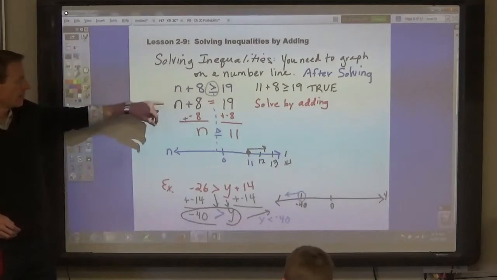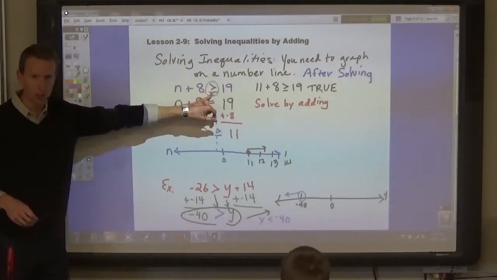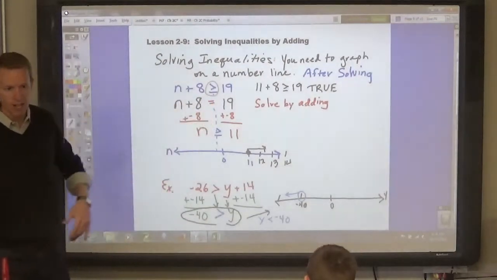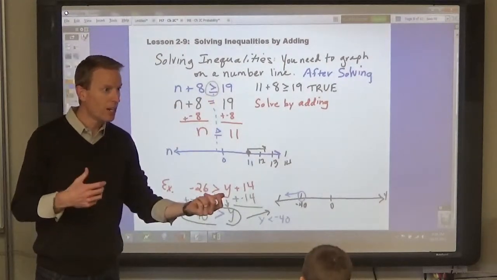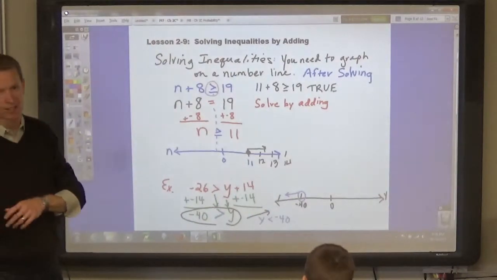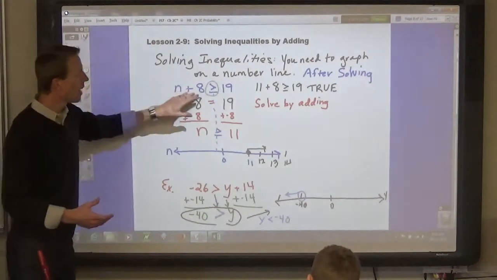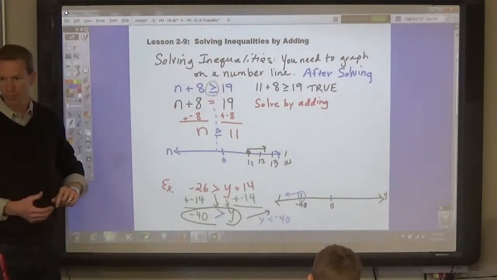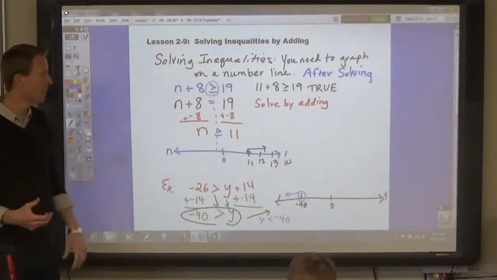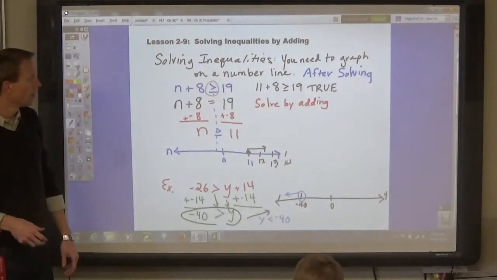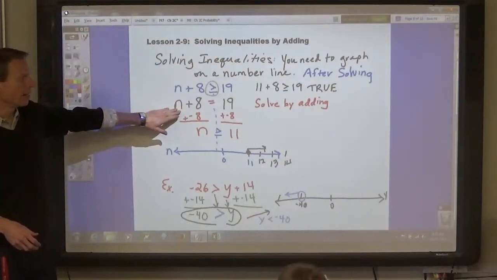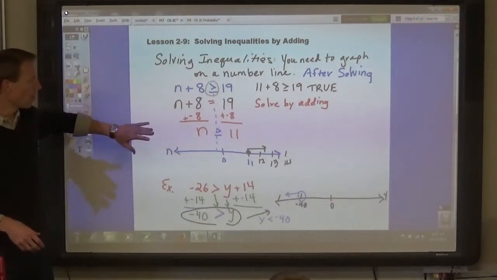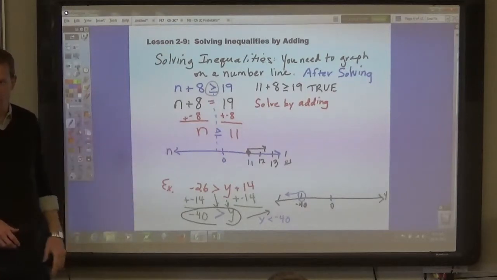But in this case, instead of an equation, we're going to change it to an inequality, which means it has the less than sign, or the greater than sign, or the less than or equal to sign, or the greater than or equal to sign, which means that one side is not necessarily equal to the other side, but it's more than or less than the other side. Okay? Now, the process for solving is exactly the same. When you're solving these, you're going to solve them the exact same way that we solved them before.